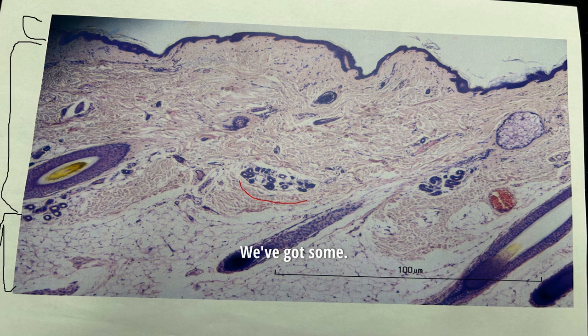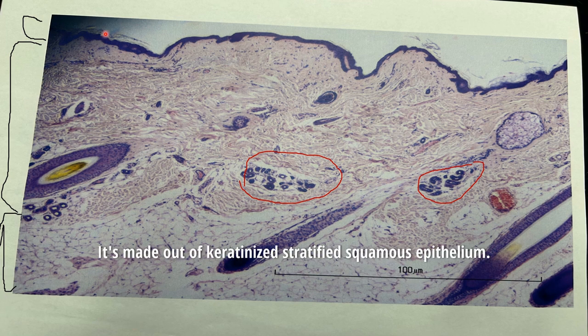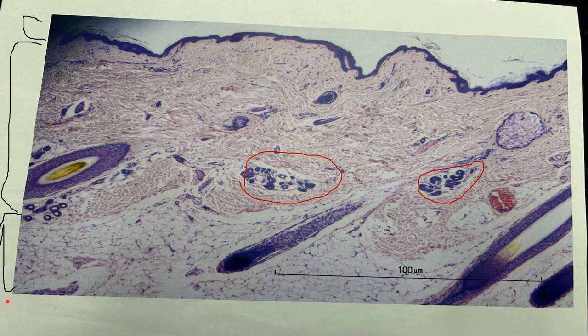You can also see here in the dermal layer we've got some simple cuboidal epithelium, which is making up the sweat glands. So we've got one right here. You can see the little squares making up that cuboidal epithelium. You can see up in the epidermis, it's made out of keratinized stratified squamous epithelium. We'll take a quick look at that.